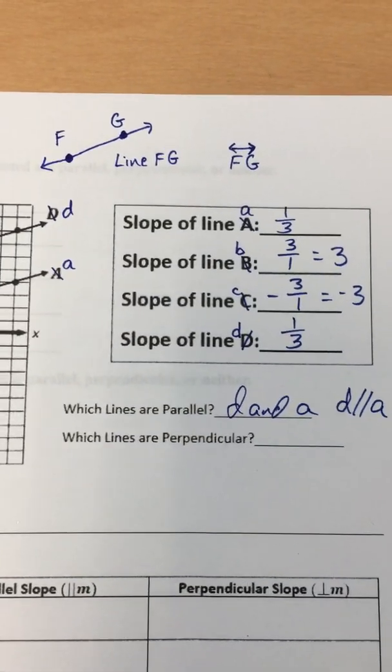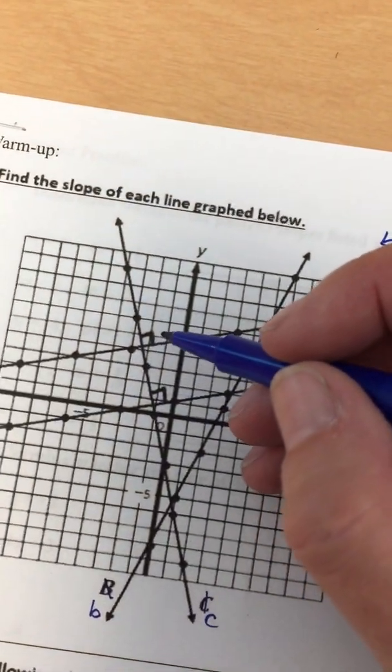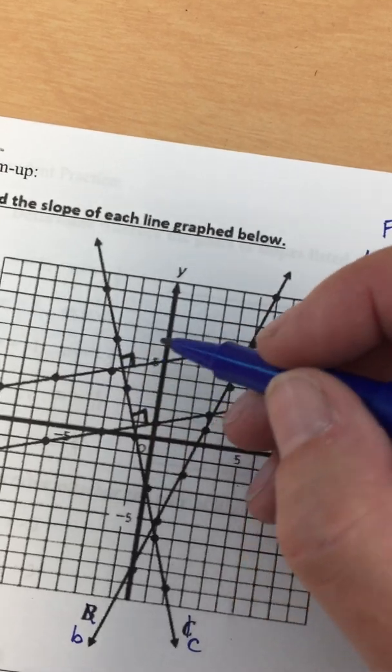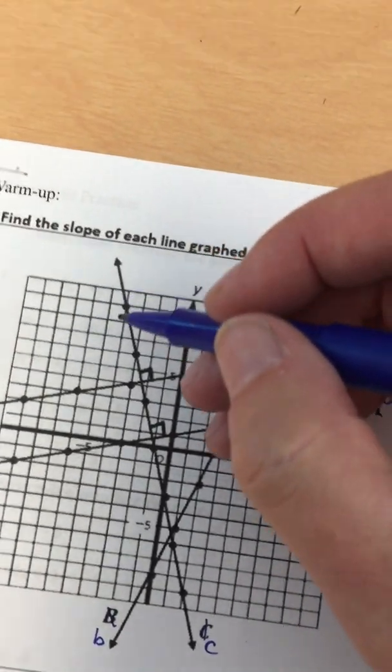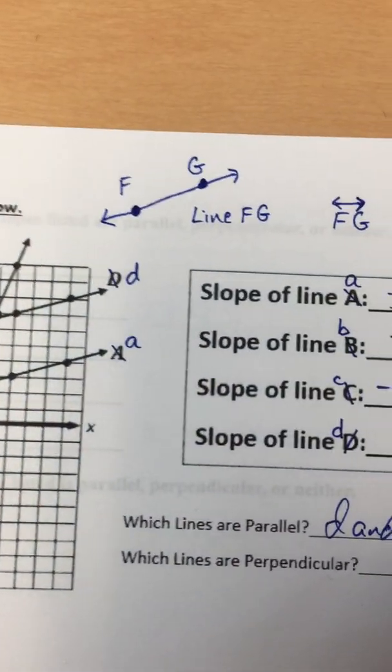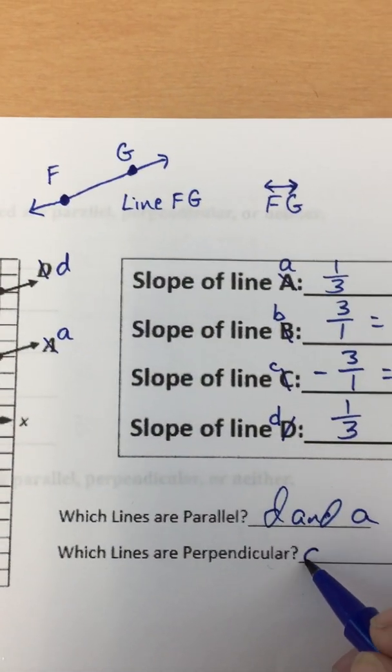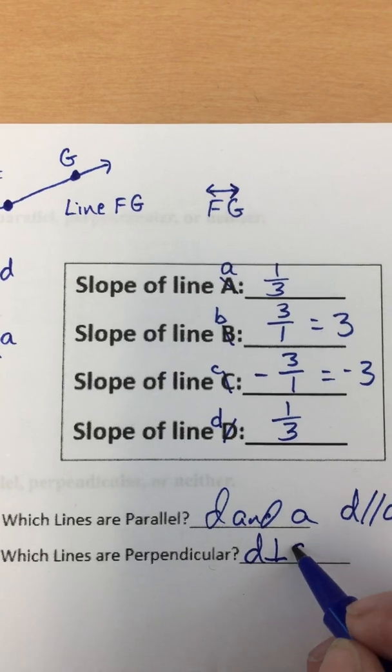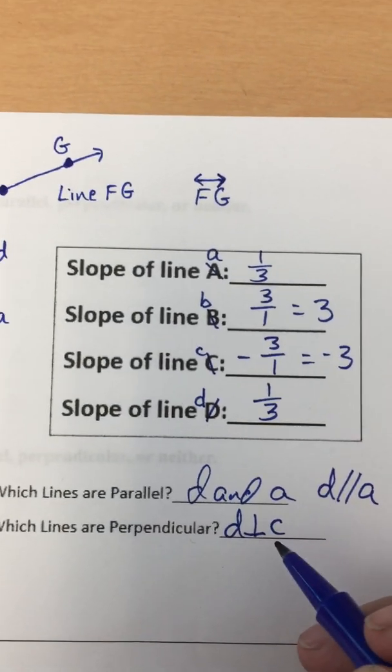Then they want to know which lines are perpendicular. Remember the little symbol? So this says these 2 lines are perpendicular. This is line D, and this was line C. So D and C are perpendicular. They're intersecting at a right angle. So I'm going to put D is perpendicular to C. So that's how you can write it, D and C are perpendicular.